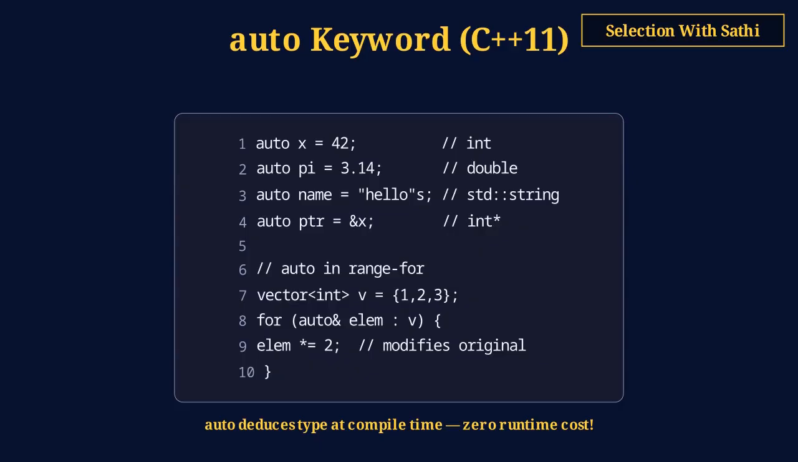In range-based for loops, auto& gives you a reference to each element, while plain auto gives you a copy. Use auto& when you want to modify elements, and const auto& for read-only access.